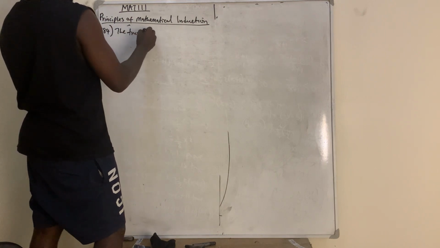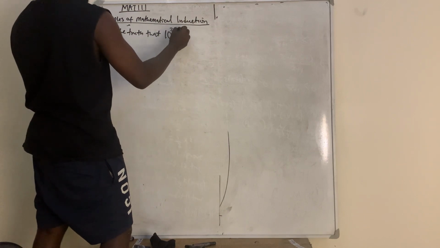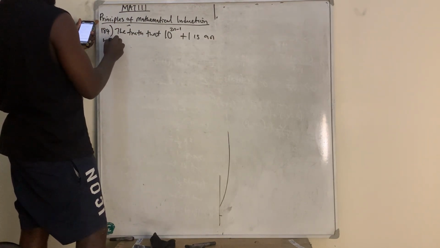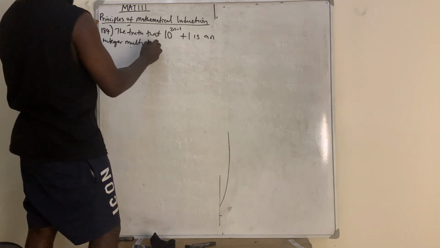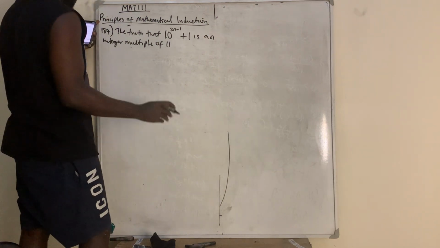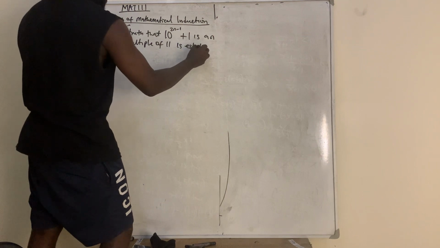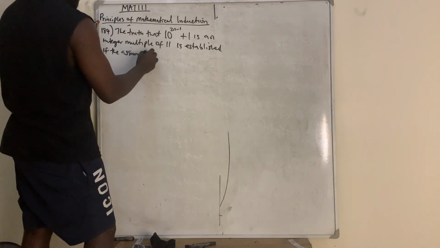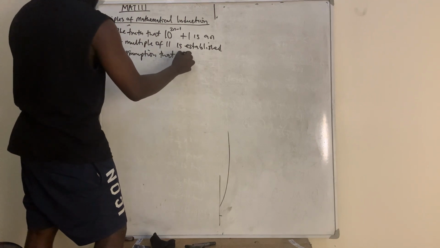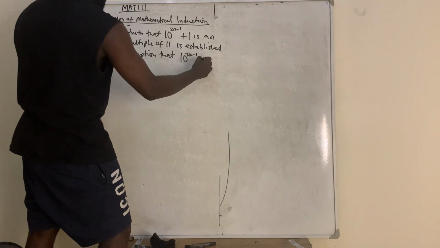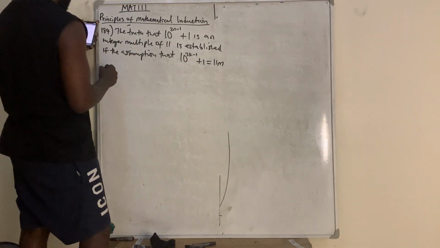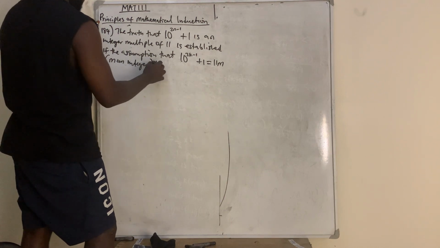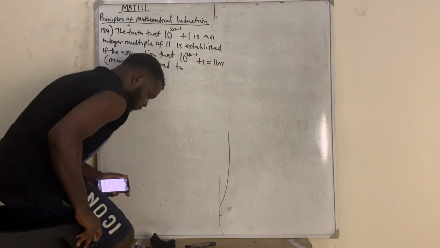So the next question, question number 2, that is question number 184 here, says the truth that 10 raised to power 2n minus 1 then plus 1 is an integer multiple of 11 is established if the assumption that 10 raised to power 2k minus 1 then plus 1 is equal to 11m, where m is an integer, will now lead to what? So what they'll be asking you for the objective question is what it will lead to.